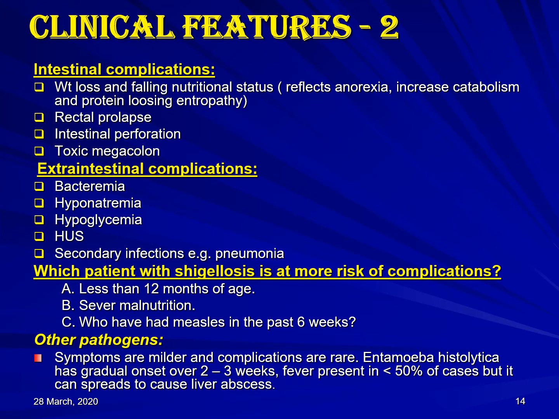For example, Entamoeba histolytica usually has an insidious onset over 2 to 3 weeks. And usually the patient, despite the bloody diarrhea, is well looking, afebrile, and has some mild abdominal pain. While in shigellosis, the patient is toxic looking, moribund, you feel that the patient is about to die.